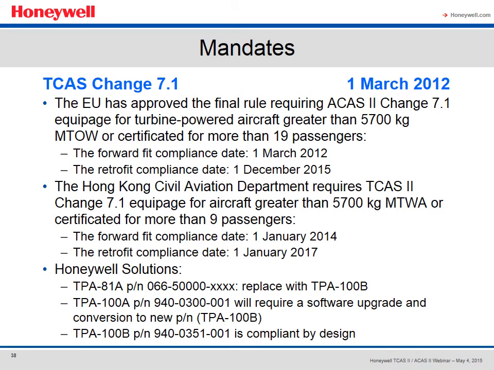So Honeywell solutions for 7.1 are as listed on the slide. The TPA 81A is replaced with the TPA 100B. TPA 100A will require a software upgrade and conversion to a new part number, which will make it TPA 100B, and the TPA 100B is already compliant by design.